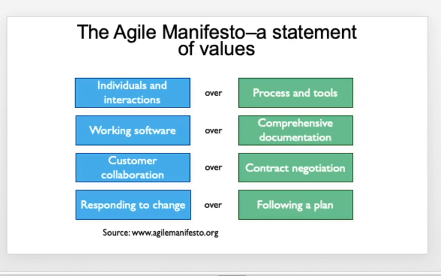The Agile Manifesto is a statement of values, and there are 4 key values. It says individuals and interactions over processes and tools, working software over comprehensive documentation, customer collaboration over contract negotiation, responding to change over following a plan. This is what is called the statement of values, or the Agile Manifesto.